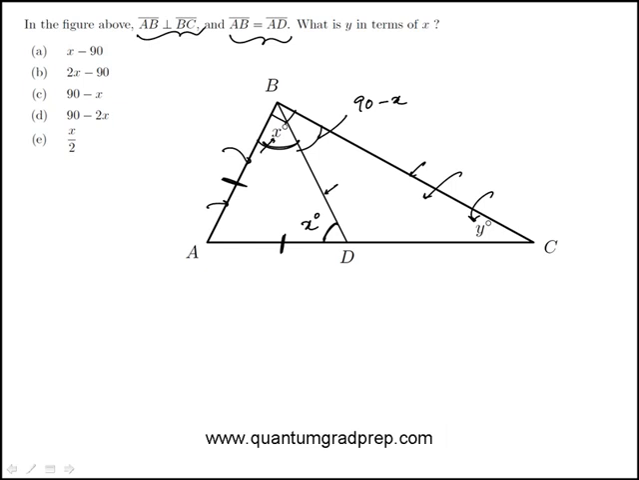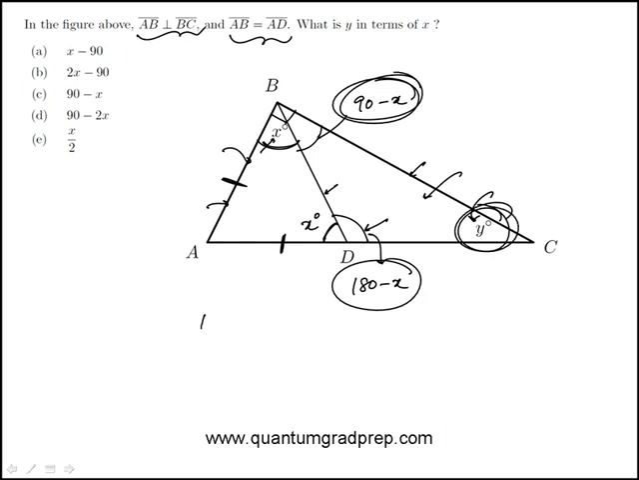So if you look at this triangle, we have this angle in terms of x, that's y. And I can also relate this angle in terms of x. This would be 180 minus x. And the sum of these three angles has to be 180. So 180 minus x plus 90 minus x plus y is equal to 180. So that's the equation that will give us the relationship between y and x.